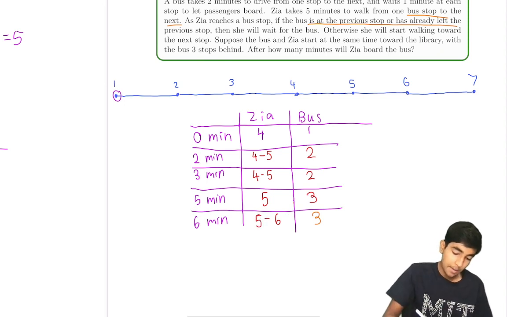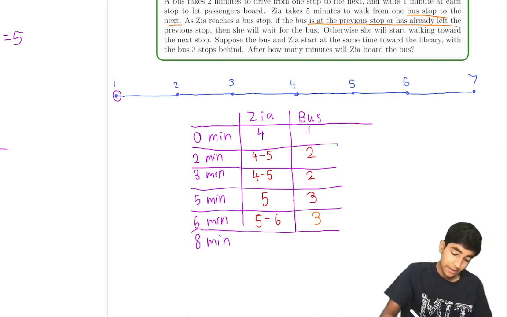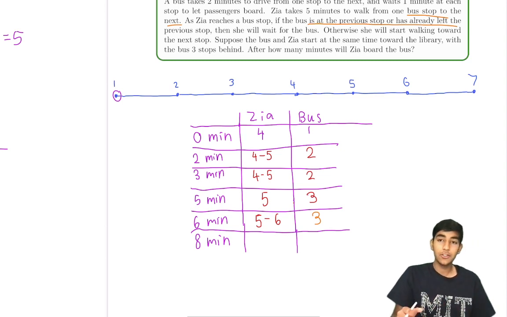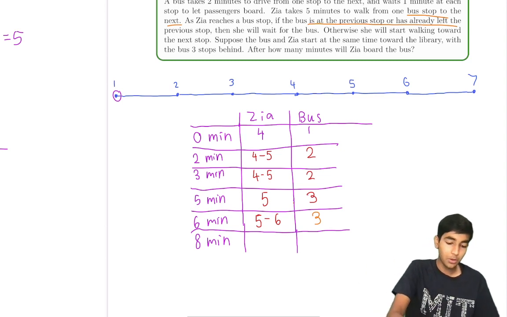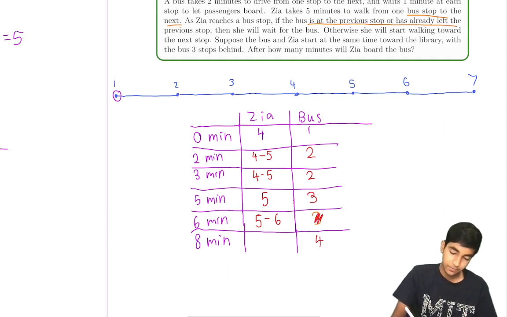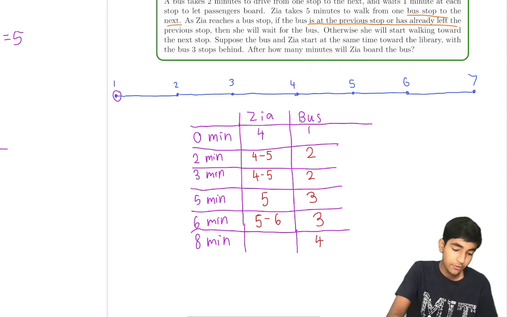Okay, now what about after 8 minutes? After 8 minutes, the bus will have finished reaching stop 4. So now the bus will be at stop 4, right? Because it takes 2 minutes for the bus's journey. And Zia, well, it takes 5 minutes per stop. So Zia will still be between bus stops 5 and 6.